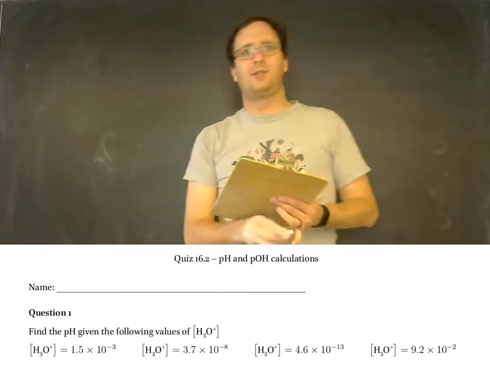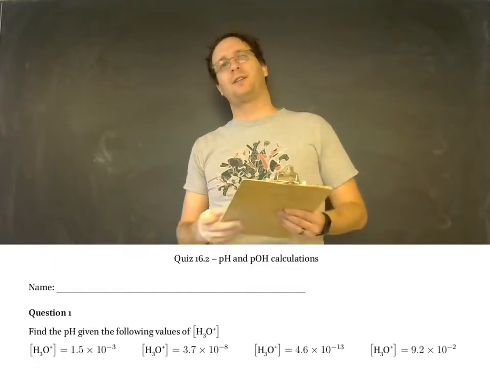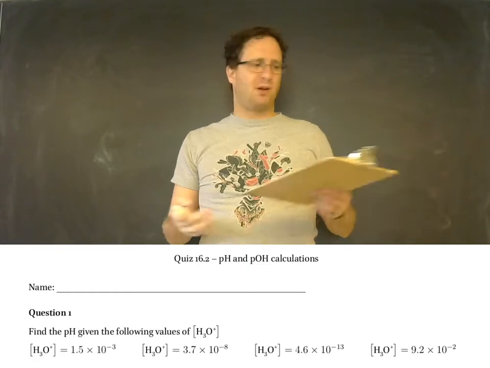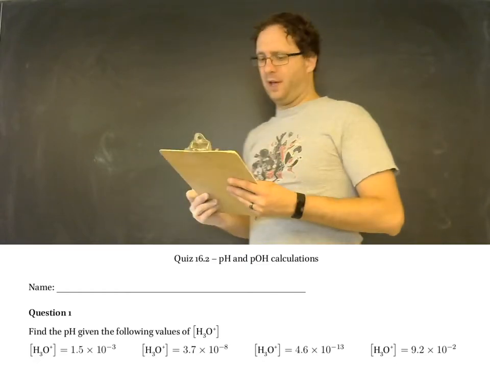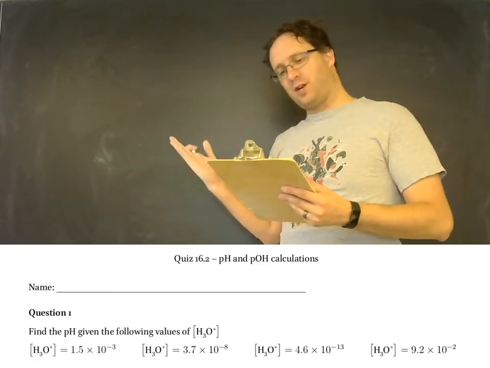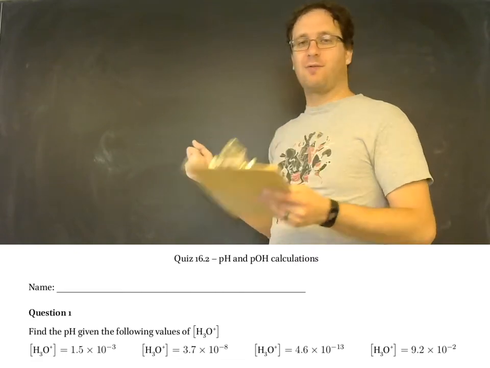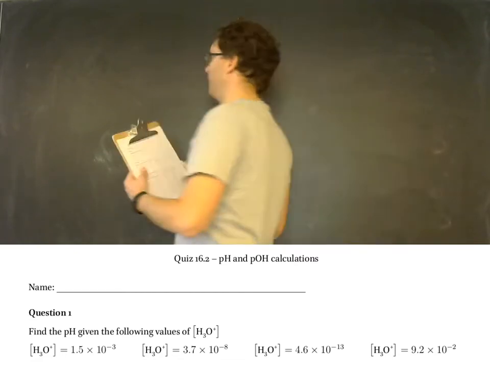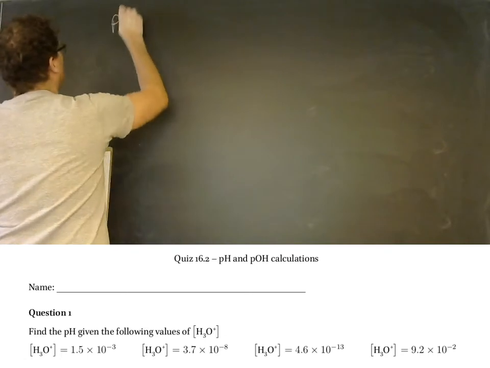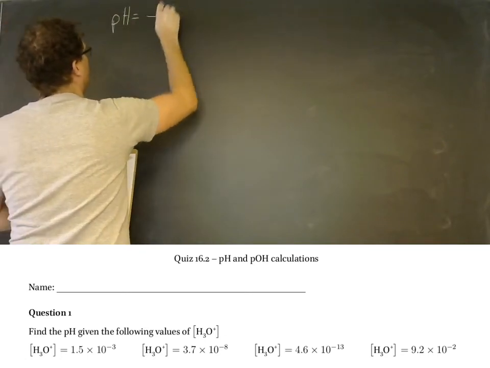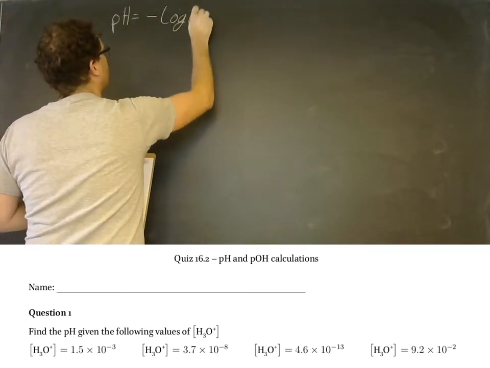Okay, quiz 16.2 is just a ton of practice with pH and pOH calculations. For the first question, we're asked to find the pH given the following values of H3O+ concentration. We need to remember that the pH is equal to the negative log, and that's a base 10 log.